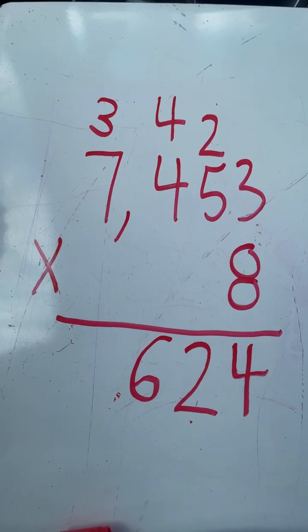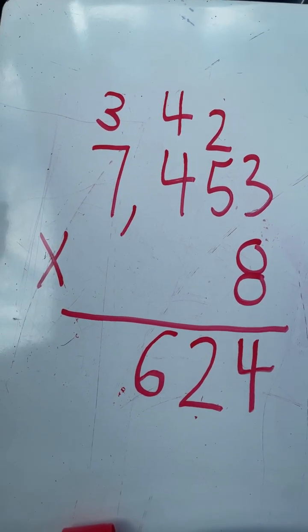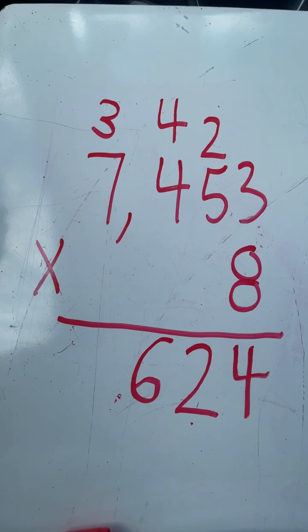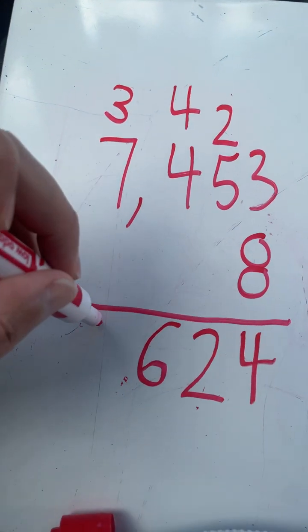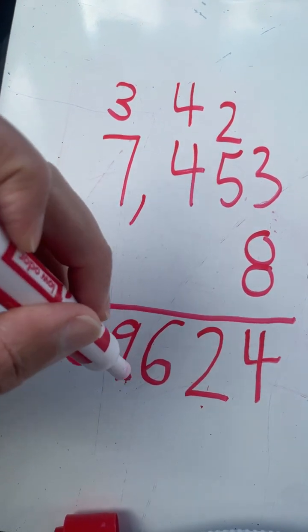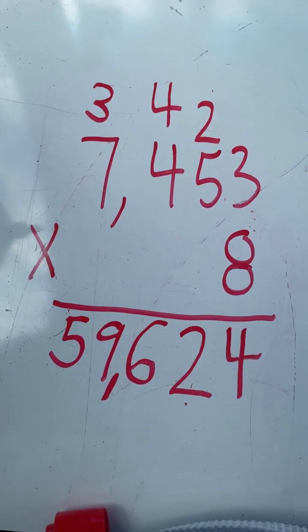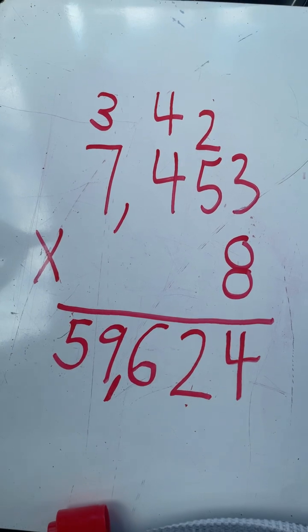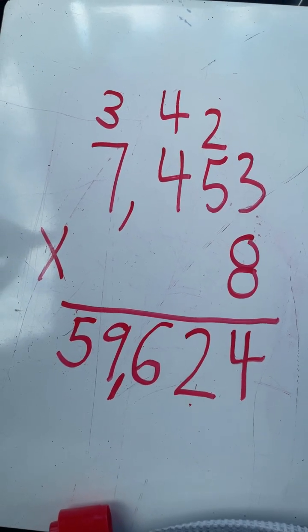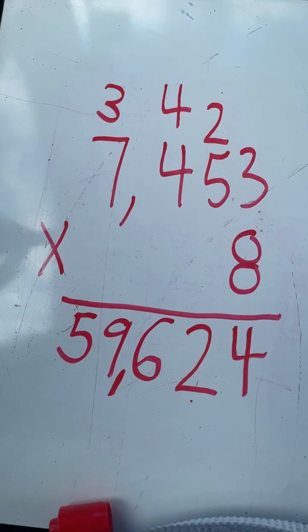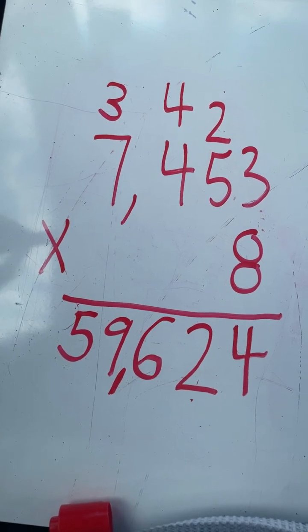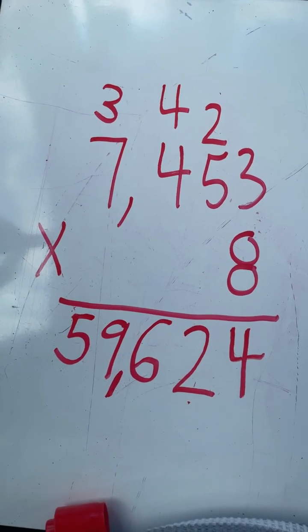All right, 7 times 8 equals 56. Plus 3 is 59, and we have our final answer. 7,453 times 8 equals 59,624.